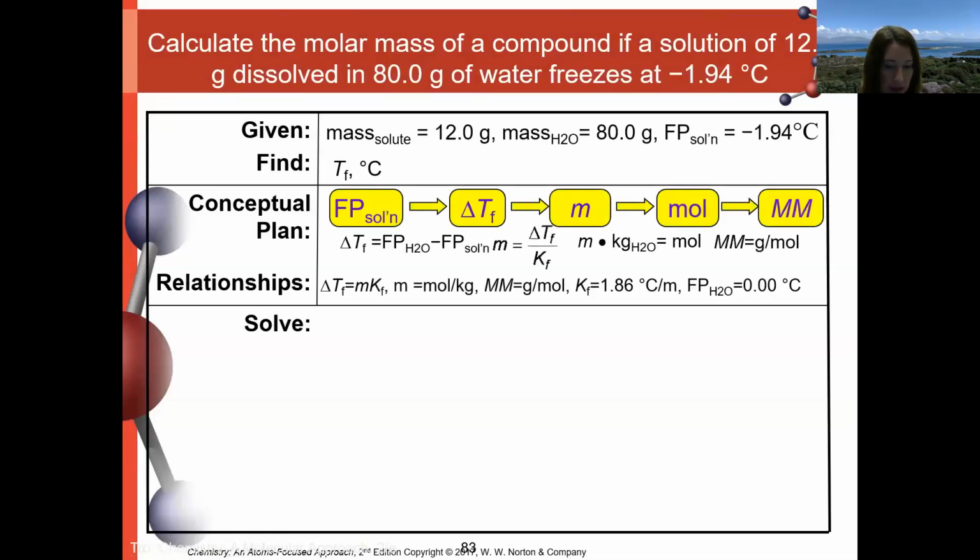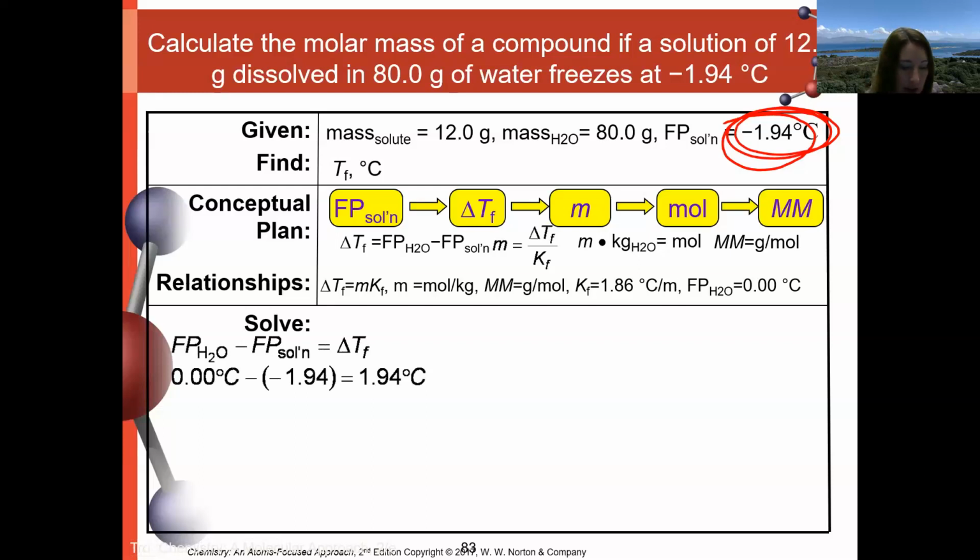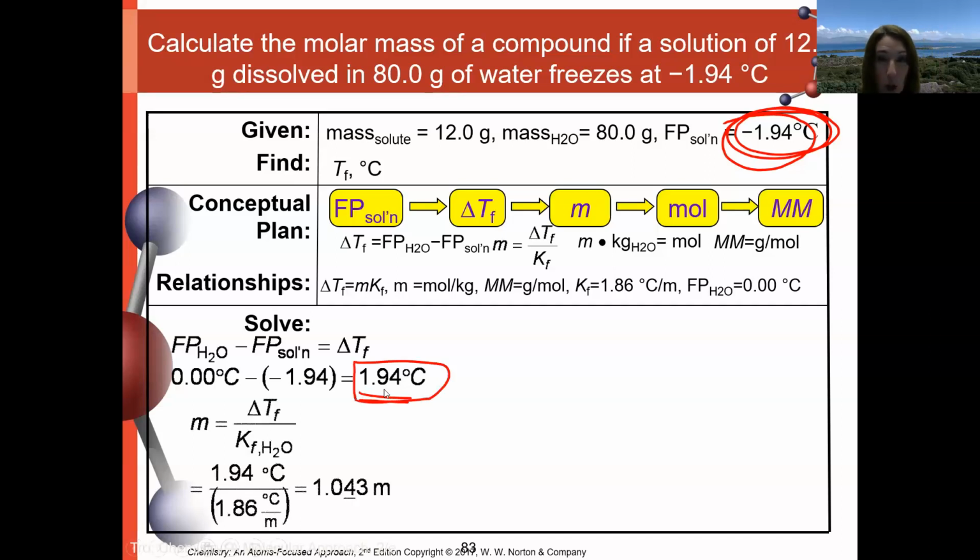Okay, so we got our freezing point. Now, a lot of times people will try to put this negative in the problem. Remember, the freezing point went down by 1.94, right? So the change in the freezing point is the regular freezing point minus the new one. So it's not negative, because the freezing point of water was 0, and it went down by 1.94, right? So this is going to be a positive number. FYI, it's always a positive number. So in short, if you have a negative number, change it to positive.